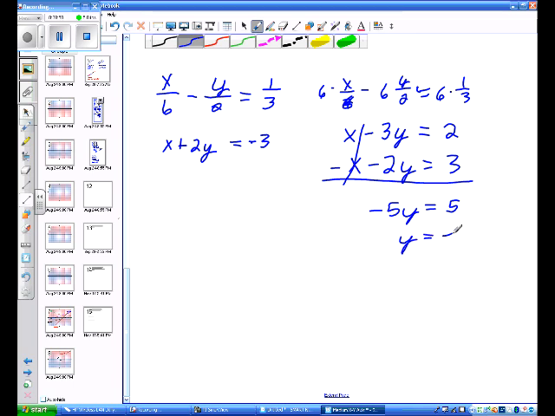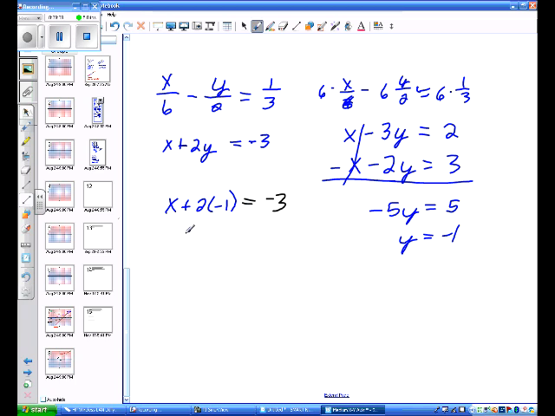So y equals -1. To find out what x is, we can substitute it back into any of the equations we have. This one would probably be the easiest. So x plus 2 times -1 equals -3. x minus 2 equals -3. Adding 2 to both sides, x equals -1. So we have as our solution -1, -1.